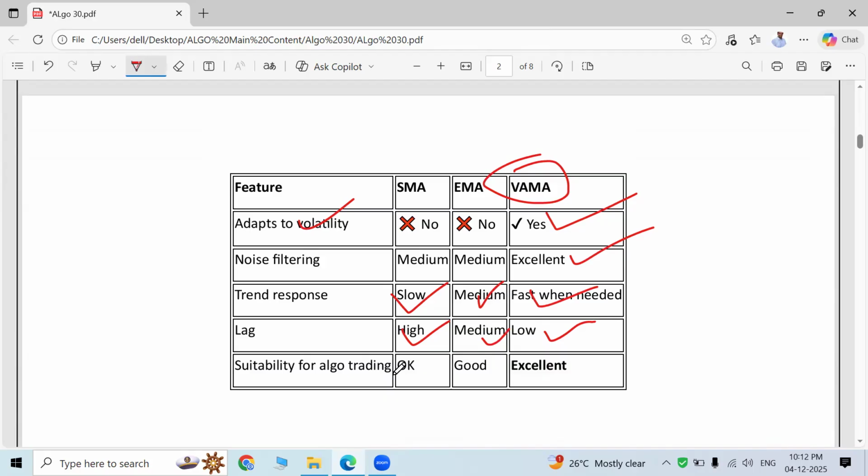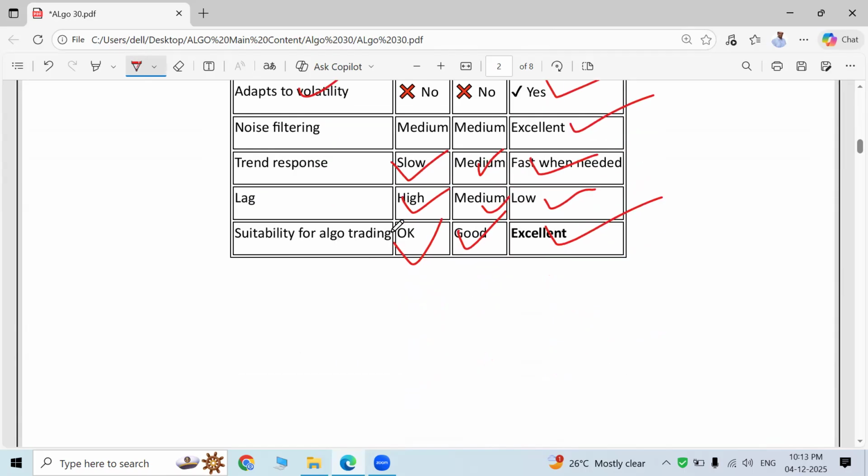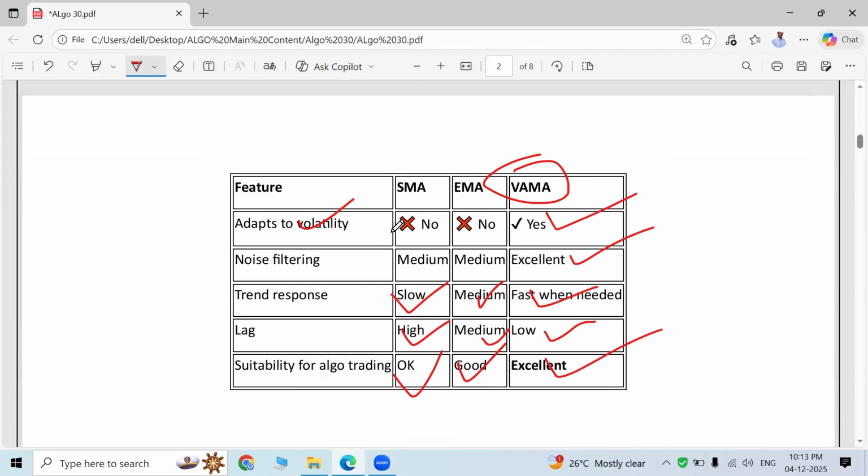Is it suitable for algo trading? The answer is yes. Some people use SMA as a mean reversal technique. EMA can also be used as a mean reversal technique and it also works in algo. But VAMA works excellently in the mean reversal technique also, and in other techniques as well.